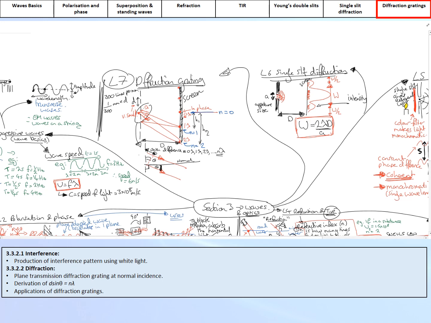So how are these things all linked? This is our thing D. Now, sine theta is opposite, which is some number of wavelengths path difference, divided by the slit separation between the lines, which is D, which leads us on to the grating equation there.